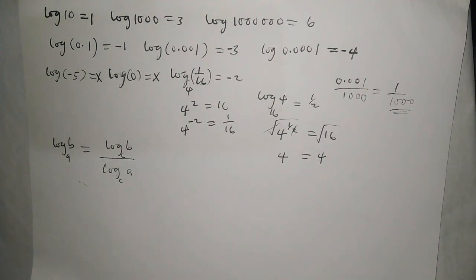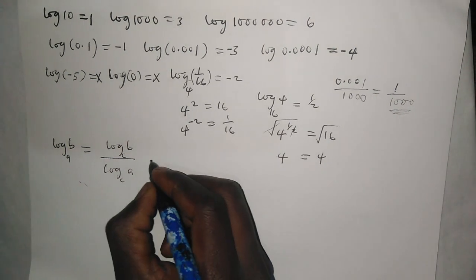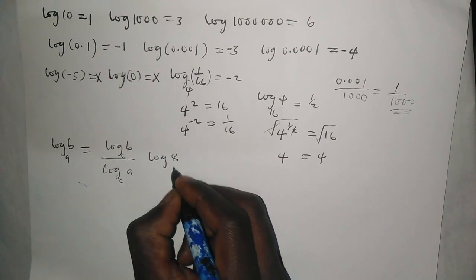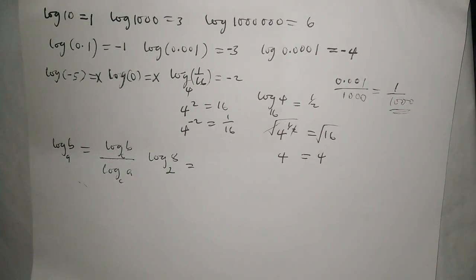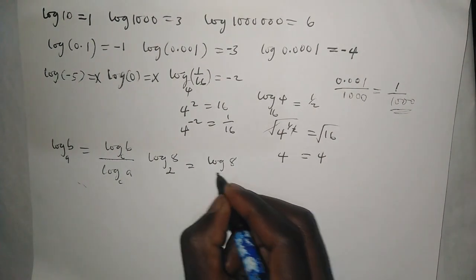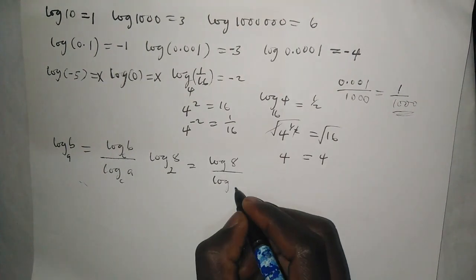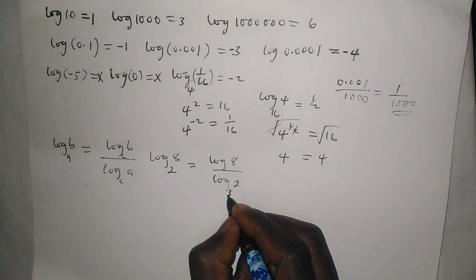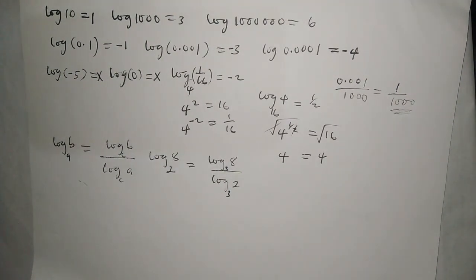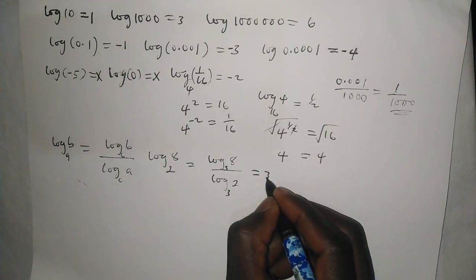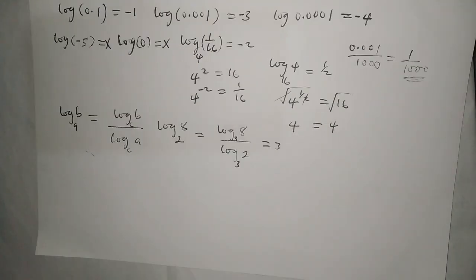What this means is that whenever you are doing a change of base formula, the base of the log can be any base, but it just has to be the same. So let's take, for instance, for change of base formula, what this simply means is log 8 divided by log, you can just simply make this base 3. When you press your calculator, what this will give you is 3.